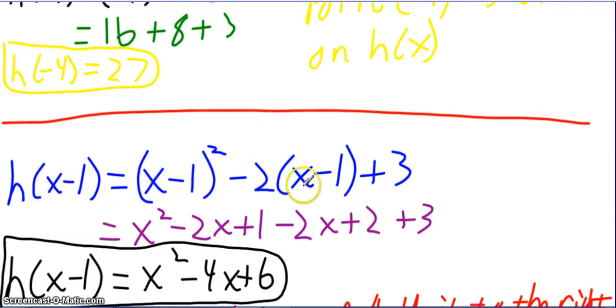And then lastly, for h of x minus 1, now we're going to substitute in the quantity x minus 1 wherever there was an x. So we have x minus 1 squared minus 2 times the quantity x minus 1 plus 3. Multiply out x minus 1 squared, we get x squared minus 2x plus 1, and then distribute the negative 2, so I have minus 2x plus 2, and then plus 3, combine like terms, and I end up with h of x minus 1 equals x squared minus 4x plus 6.